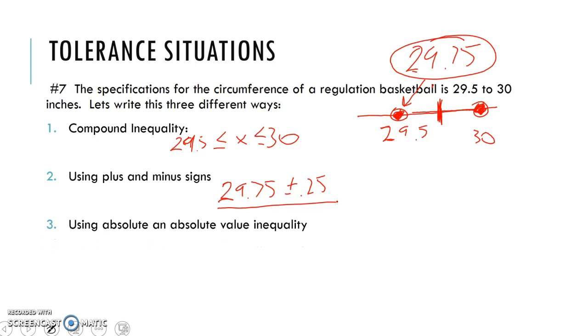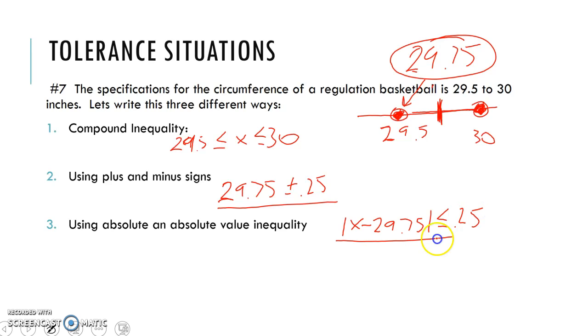But we can also write this with an absolute value inequality, which is what we were just talking about. And it would look something like this. We'd have the absolute value of x minus what we want in the middle. What we want it to be is 29.75. But we can give or take. We can be 0.25 away from that, either to the right or to the left.